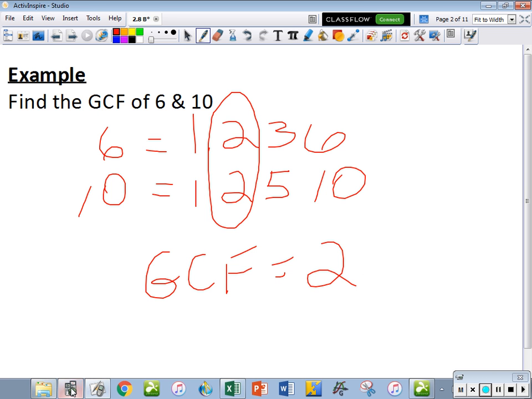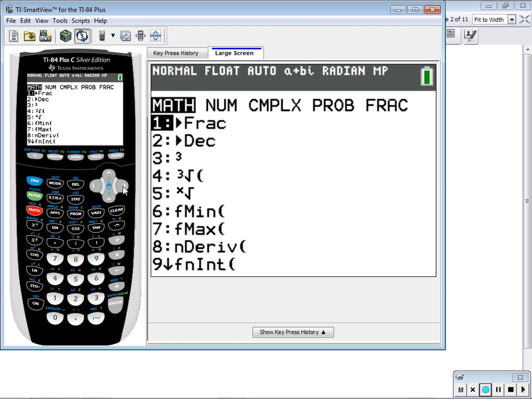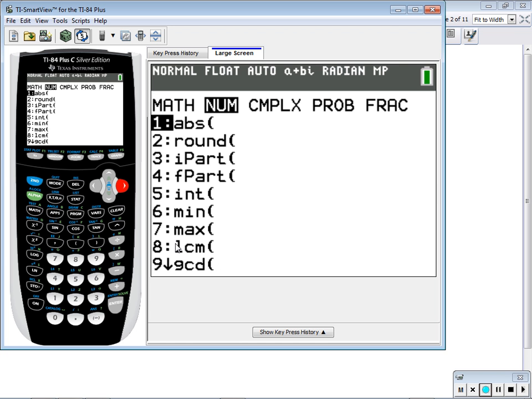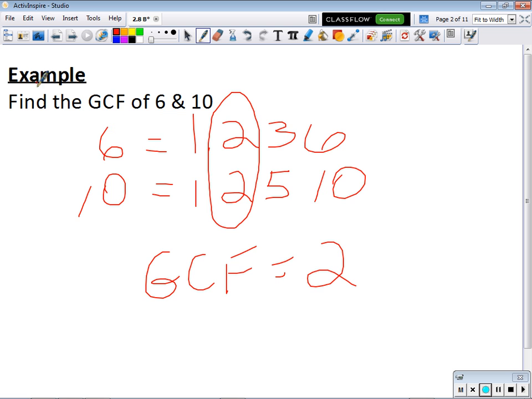However, there is a way to do this in your calculator. If you take your calculator and go to math and use your right arrow key, go over to number, 9 down here is the greatest common factor, or on your calculator it says GCD, which is greatest common divisor. So if I push 9 and then put the numbers in, I have to separate them with a comma. So if I do 6, 10, close my parentheses, it will give me the greatest common factor. So that's another thing that you can do in your calculator to get your answer.